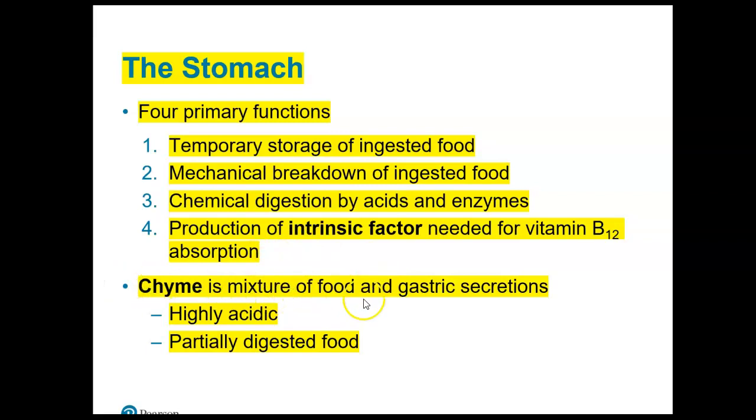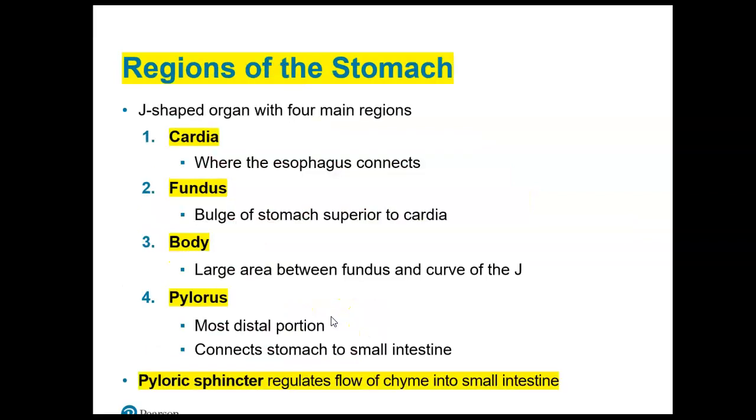Chyme is what we call food now that it has mixed with gastric secretions in the stomach. So we called it a bolus, and now that it's in the stomach, we call it chyme. And we're going to call it chyme all the way until it enters the large intestine. Chyme is highly acidic due to hydrochloric acid secreted by the stomach. And the food is partially digested.